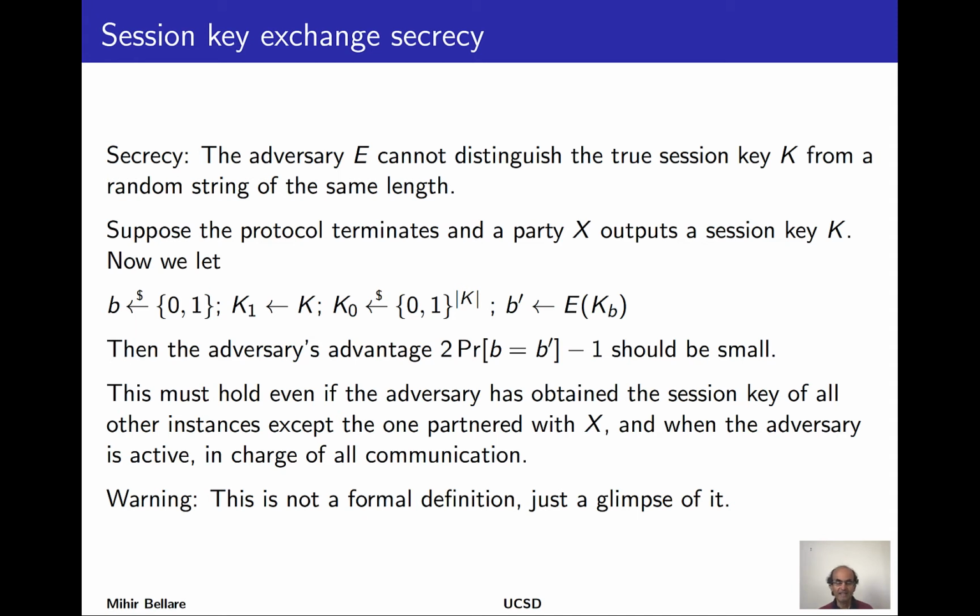So again, the requirement would be that this adversary's advantage be small, but that should be true even if it has obtained session keys of other instances. The only session key it's somehow not allowed to have obtained is the one of this party X in this session, and the one of what's called its partner, the entity with whom it shares it. Now, defining partners is complex, and that's one aspect of the formalism we're not going to get into. And again, this must hold when adversaries are active in charge of all communication. And as a warning, this is not a full formal definition. It's just a small sense of some of the ideas behind it.